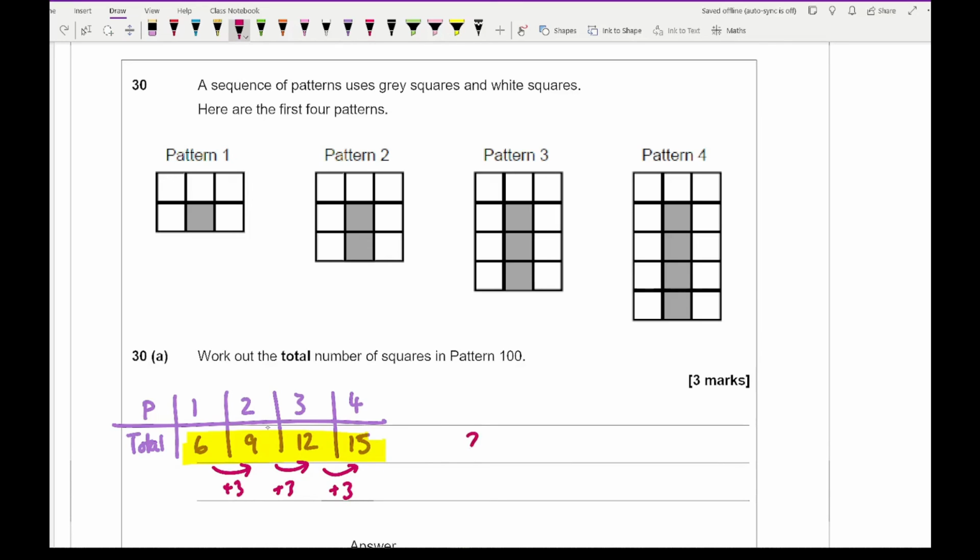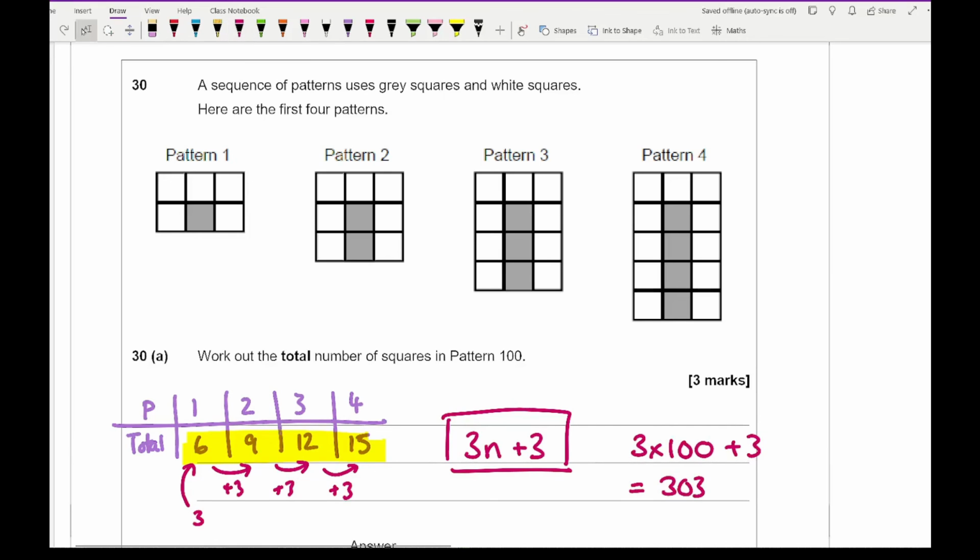So that means we're going to have 3n. And then starting with 3n, what do we need to add to get to 6? We need to add 3. So this is the formula we need to work out for the total number of tiles. So if we've got pattern number 100, we're going to end up with 3 times 100 plus 3, which gives us an answer of 303.